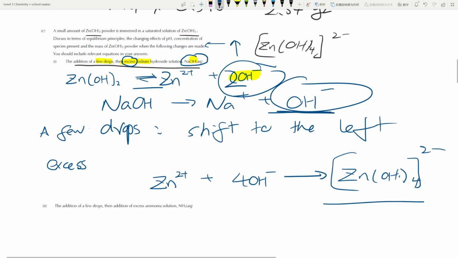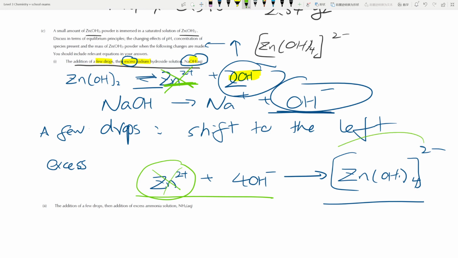So what does that mean? That means your Zn2+ concentration is going to decrease. So the Zn2+ that's being produced, the moment you dissolve any zinc hydroxide, the Zn2+ is gone. Where did it go? It's going to go hang out with the excess amount of hydroxide. You're going to make this aqueous complex ion.